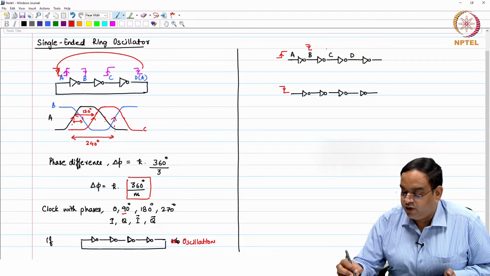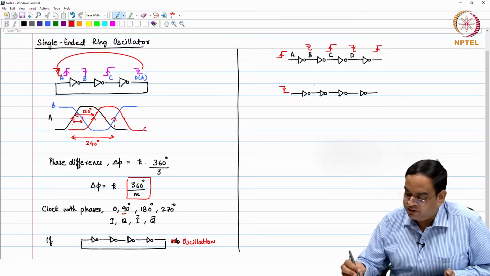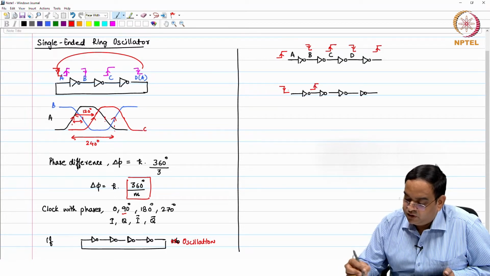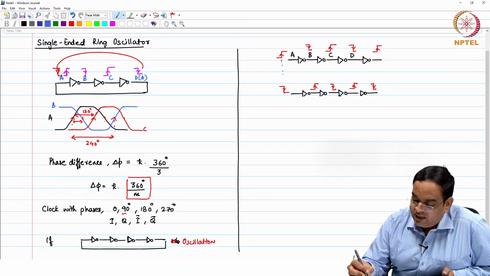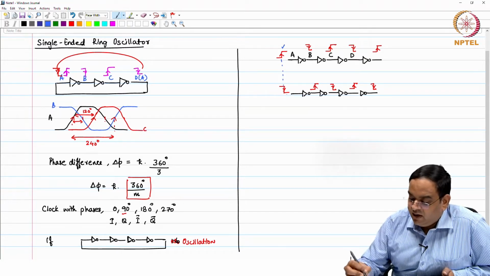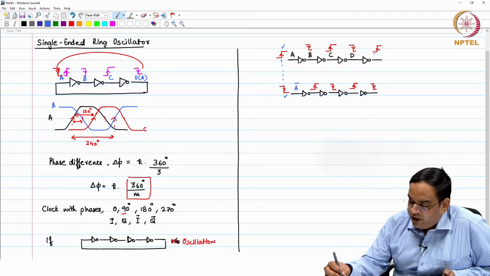In response to input A, you will have rising here, falling here, and then again rising here. If we feed it back, there will be no oscillations, but in response to the falling edge here, you get rising, then again falling, then rising, and then falling edge. So, if at a given instant of time, I gave the rising edge at input A and falling edge at input, let us call this as now A bar, then you will get the output here, I call this as E and E bar.